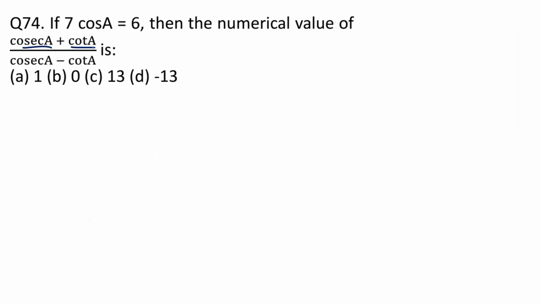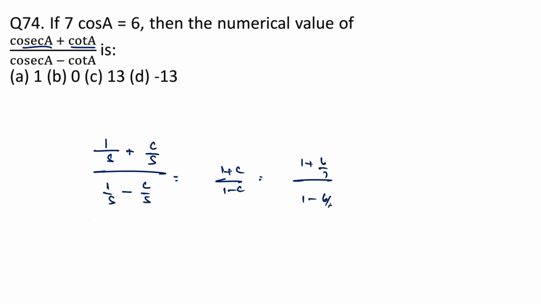Cosecant A and cot A. Then the numerical value of cosecant A plus cot A and cosecant A minus cot A. All you have to do is write it as 1 by sine plus cos by sine, 1 by sine minus cos by sine. Sine will be cancelled. 1 plus cos by 1 minus cos. Cos is 6 by 7, so 1 plus 6 by 7, 1 minus 6 by 7. Therefore, it is 13 by 7, it is 1 by 7. Therefore, the answer is 13.